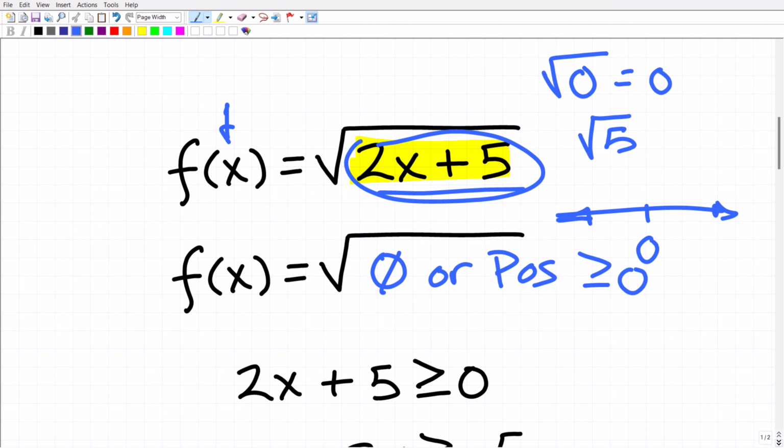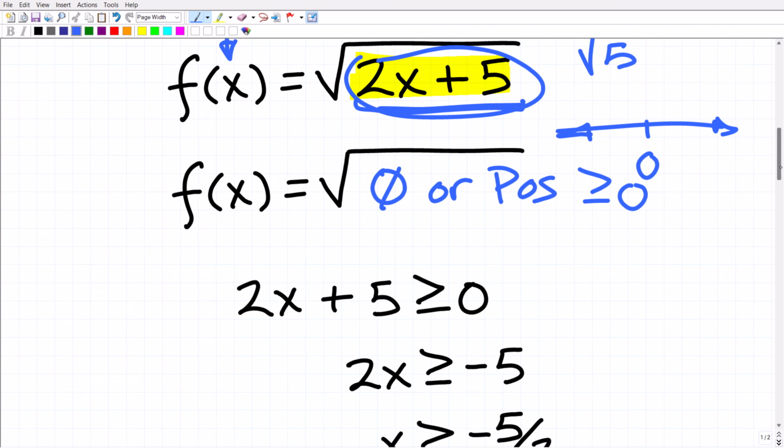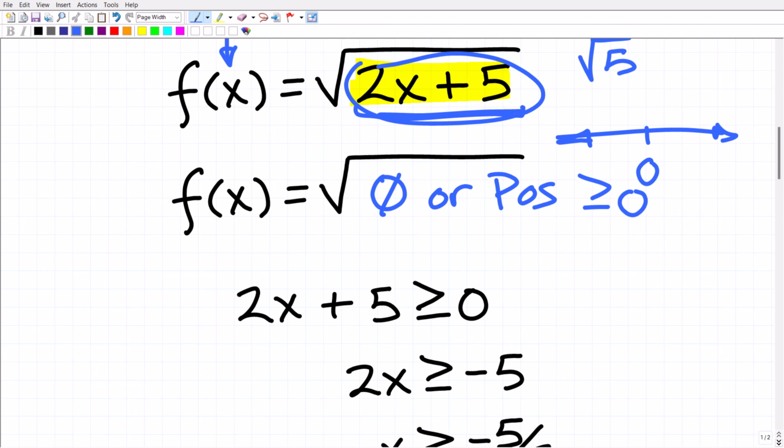Now remember, the domain is the set of all allowable numbers that you can plug into this function. So as long as the numbers that we plug into this function yield an output, or have underneath the square root, 0 or a positive value, we'll be okay. All right, so in order to figure this out, what we're going to have to do is take this 2x plus 5 and figure out when it's greater than or equal to 0, i.e. when it's 0 or a positive value, right?